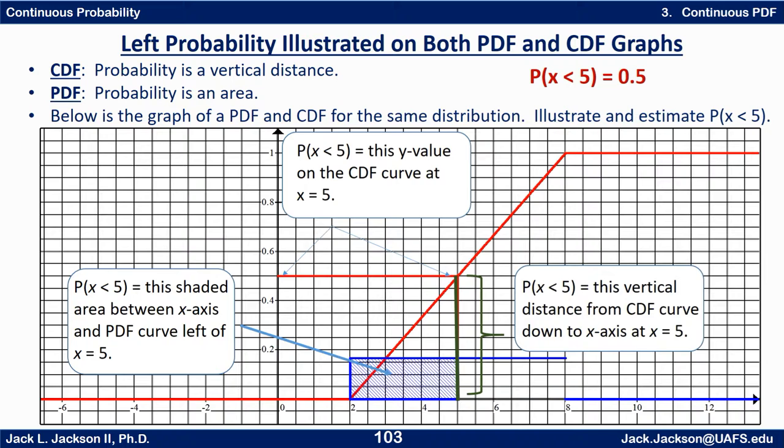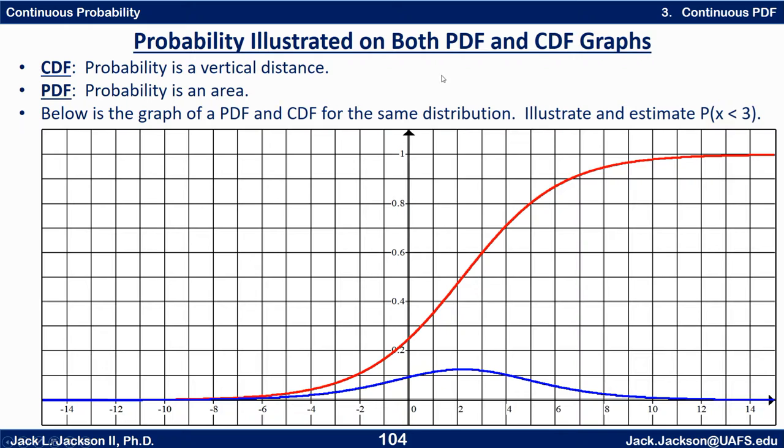Okay, now, this total area is 1, and I think you can pretty easily see on the graph that you have half of that area. So that's 0.5. You have 50% or half of the total area. So the probability is 0.5. You have a y value here of 0.5. You have a vertical distance here of 0.5. So y values on the CDF are probabilities. That's vertical distances, this green vertical distance on the CDF, but on the PDF, it's an area, which we see shaded. Let's try another one.